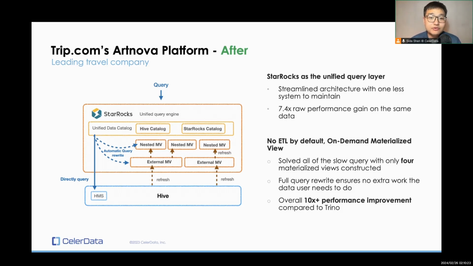And the full query rewrite capability ensures there is absolutely no extra work the data user needs to do. The data user didn't even know why their queries were suddenly running so much faster. And with only 4 materialized views and StarRocks core performance, they saw a 10 times plus performance improvement when compared to Trino. Most importantly, all of the slow queries are gone.